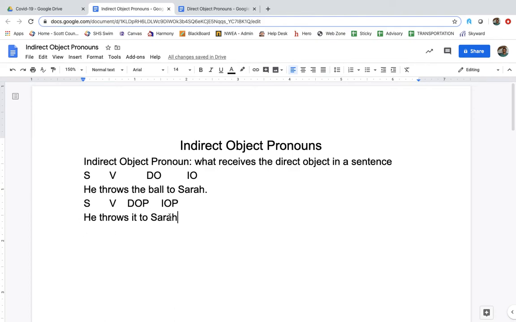He throws it to, dang it, I messed it up. I'm not going for take 4, so just bear with me. He throws it to her. Her would be the indirect object pronoun. If I could easily draw an arrow here, I would, but I don't know how to do that.